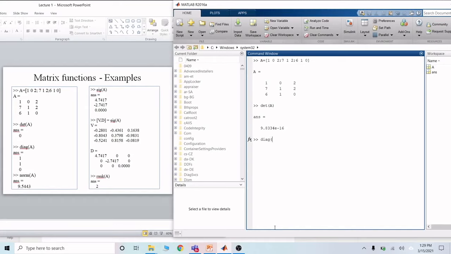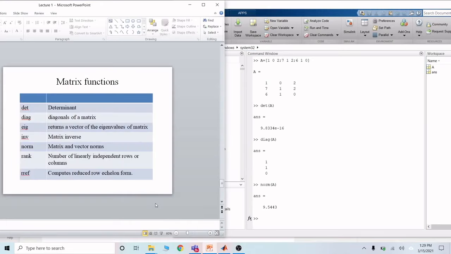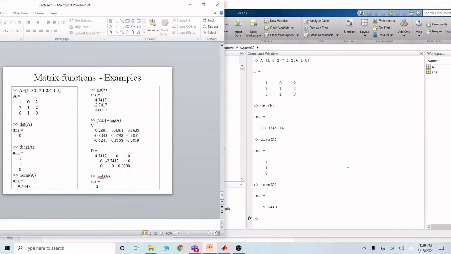DIAG, diagonal of A. Diagonal of A is 1 1 0. Okay. Norm of A is 9.5443. Norms, matrix and vector norms. Norm computes. Okay.